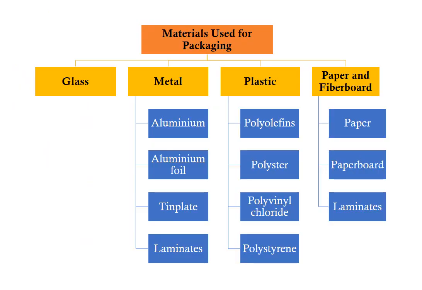There are various types of materials which are used in food packaging, namely glass, metal, plastic, paper and fiberboard. In metal, aluminium foil, tin plate and laminates are used. Various types of plastics have been introduced in both rigid and flexible form for food packaging. They include polyolefins, polyester, polyvinyl chloride, polystyrene, etc. Paper is also used for packaging, and it can be classified into paper, paperboard, and laminates.